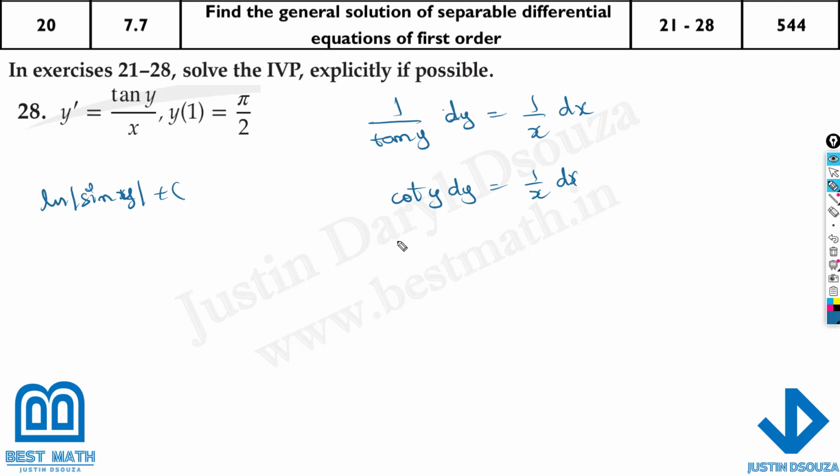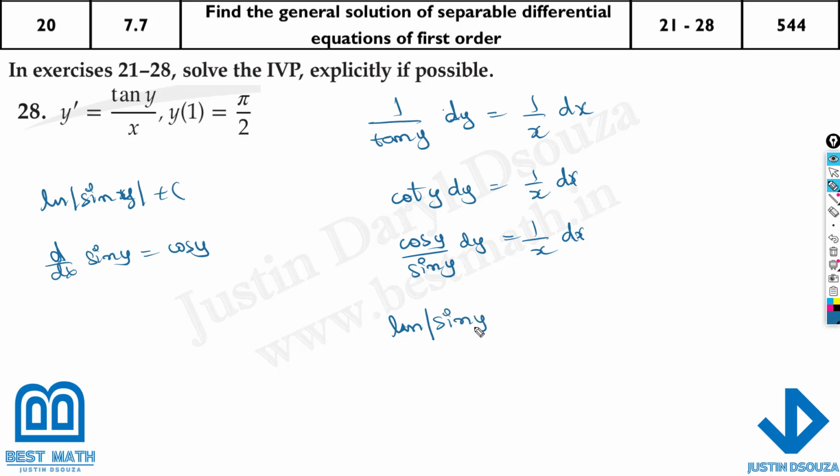Cotangent is what exactly? It is cosine by sine. So cosine y by sine y dy is equal to 1 by x dx. This is what I'll have to derive, isn't it? So what happens in the denominator? Denominator, it is sine y. Now, what is the differentiation of sine y? d by dy of the denominator sine y is equal to cosine y. So here when I differentiate the denominator, I'm getting the numerator. So the answer will be ln the modulus of whatever is in the denominator, and that is it. This will become the answer here, and this is ln x plus c. So this is how we get it.